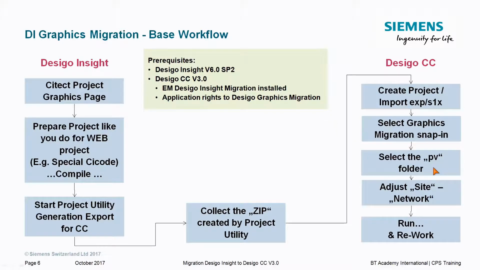Then in here you select the PV folder, and then you do the conversion. So adjust site and network, and you run the conversion, and then some rework is required, basically.